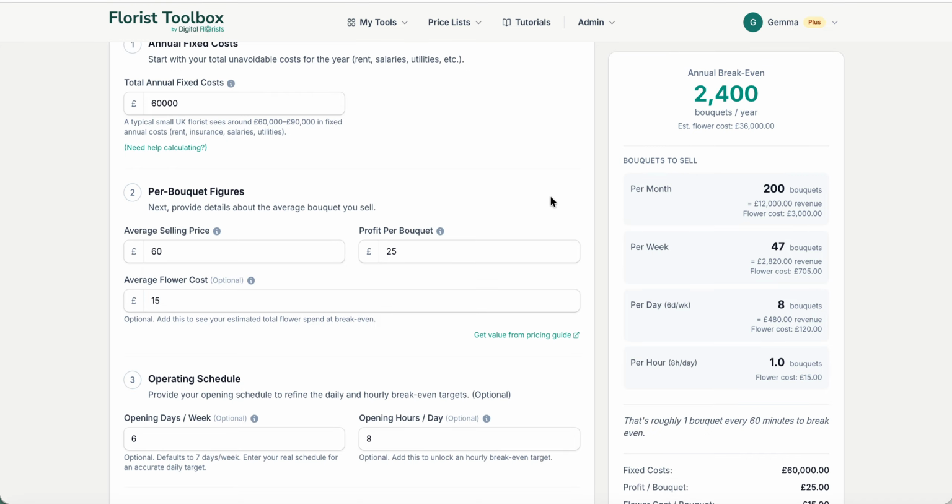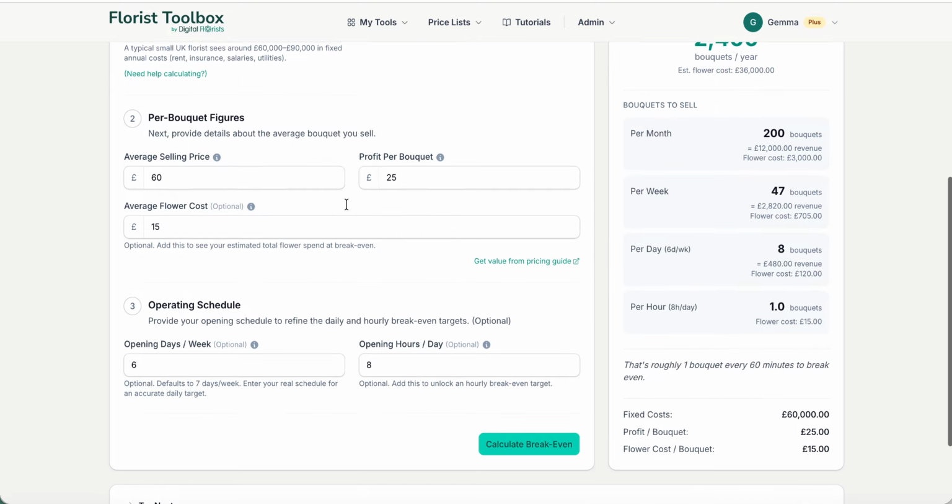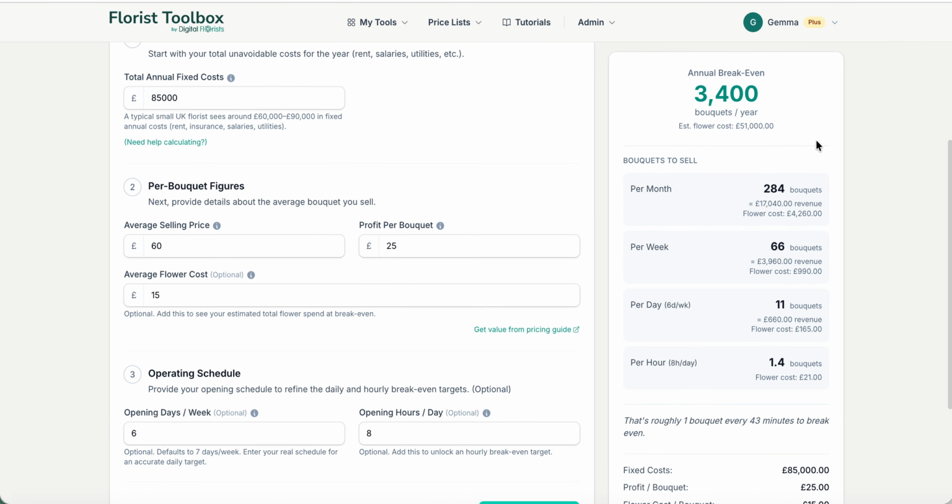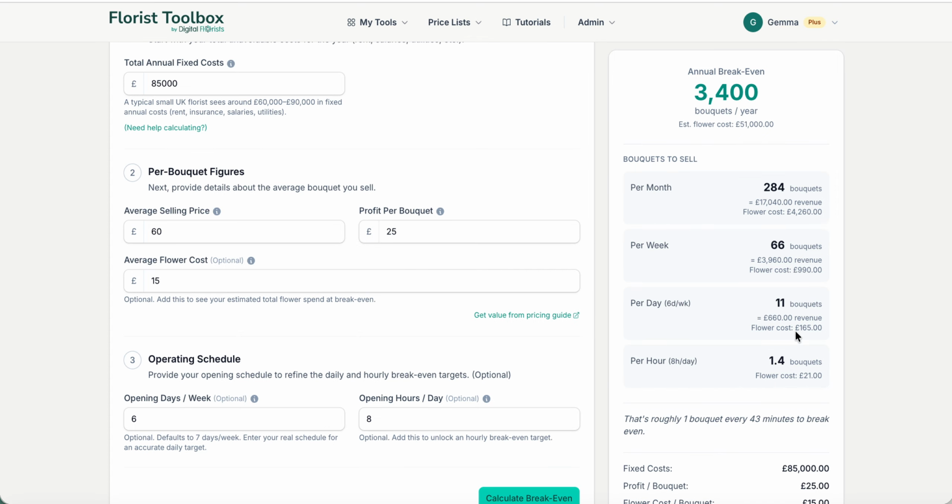I just wanted to show you something interesting here as well. Let's just say those costs were 60,000, but I now need to employ somebody to help me out. So we're going to say they're going to cost an extra 25,000 per year, because I'm going to need a full-time staff member on minimum wage, say, which I think is about 25,000 now, which is quite eye-opening. And then I'm going to calculate that, and you can see what difference having that extra staff member is going to make to the volume of bouquets I need to get out, or how many extra a day I need to sell to be able to cover that.